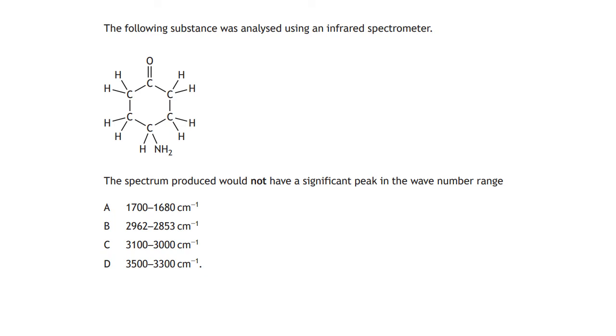So 1700 to 1680, that is a carbon-oxygen stretch. This has in it a carbon-oxygen, so that one is not going to be our answer. 2962 to 2853, well, that is an alkane, a carbon-hydrogen stretch. Well, we've got plenty of those. There's one there, so it's not going to be that one. 3100 to 3000, that is a benzene ring. This is not a benzene ring, so that is our answer. Let's just double check the bottom one. 3500 to 3300, that is an NH stretch, which we have in here. So our answer is C, and I don't know why my pen changed color during that.